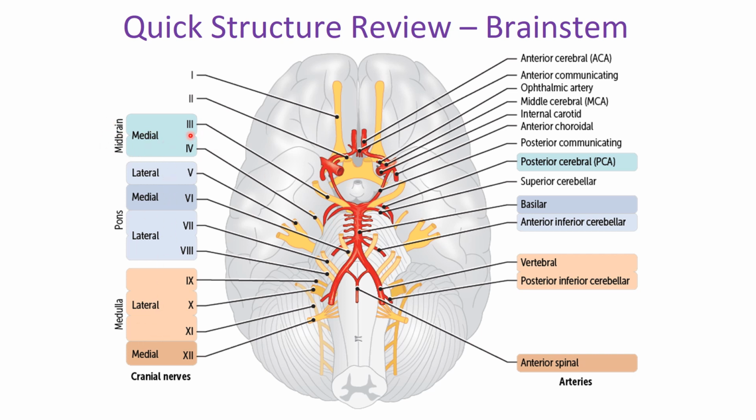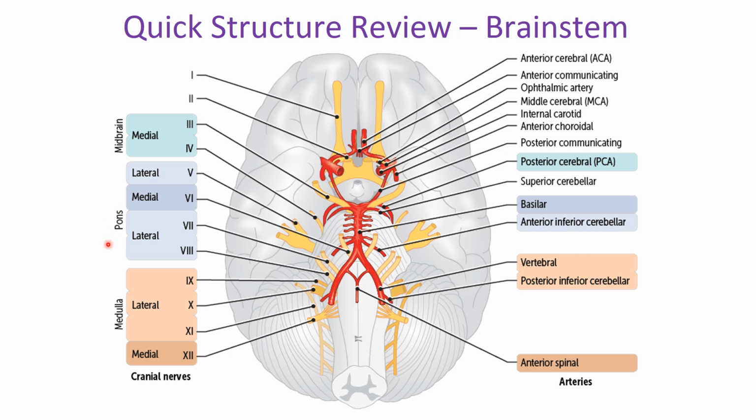Midbrain, you've got cranial nerve 3, oculomotor, and trochlear nerve. Point about the trochlear nerve is remember the trochlear nerve is exiting through the posterior portion of the midbrain, whereas the oculomotor nerve is going to be exiting through the interpeduncular cistern, which is in between the two cerebral peduncles. Then we get into the pons.